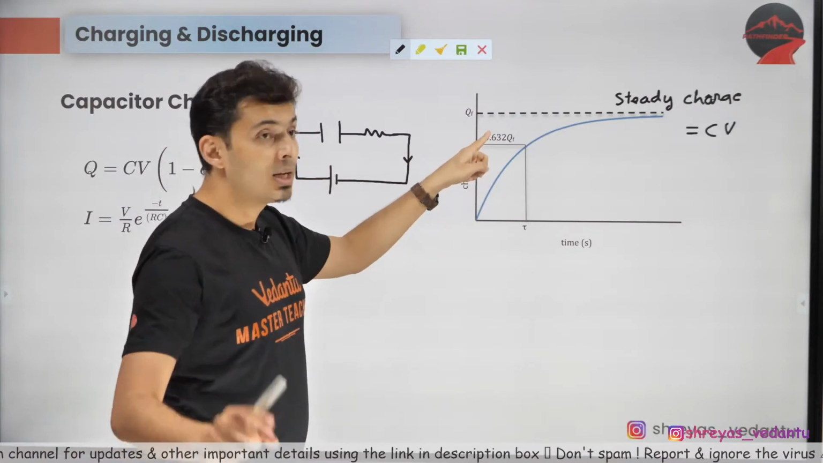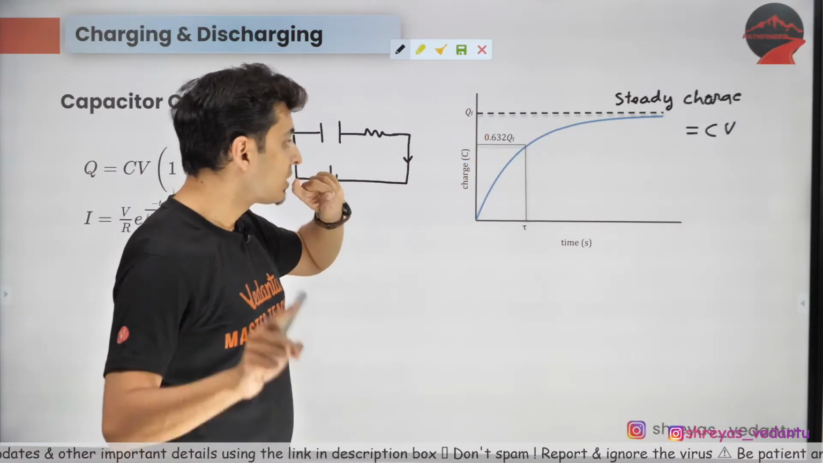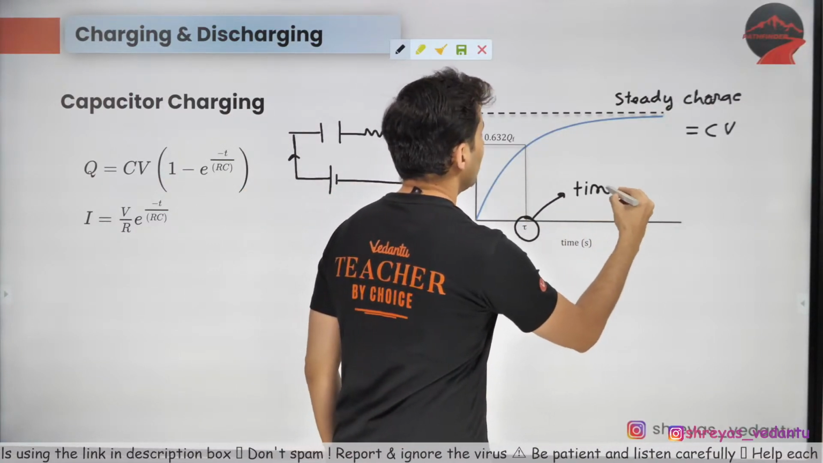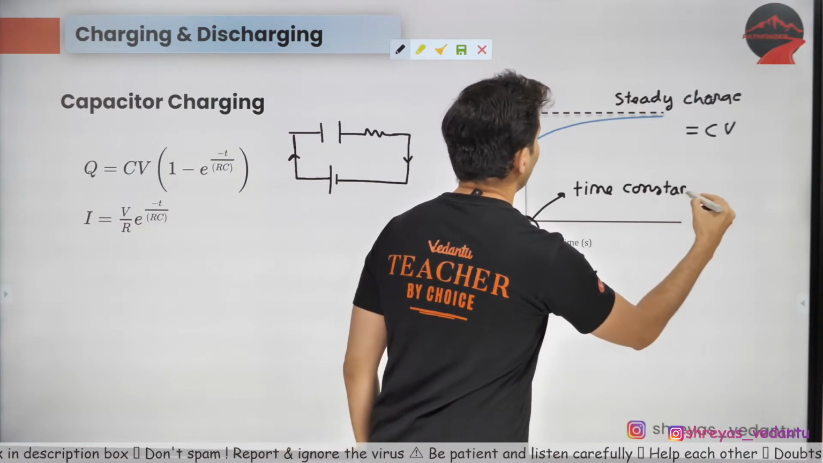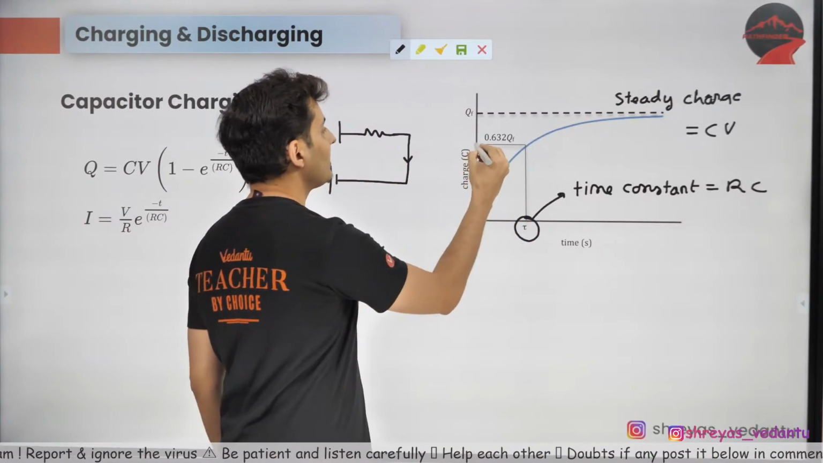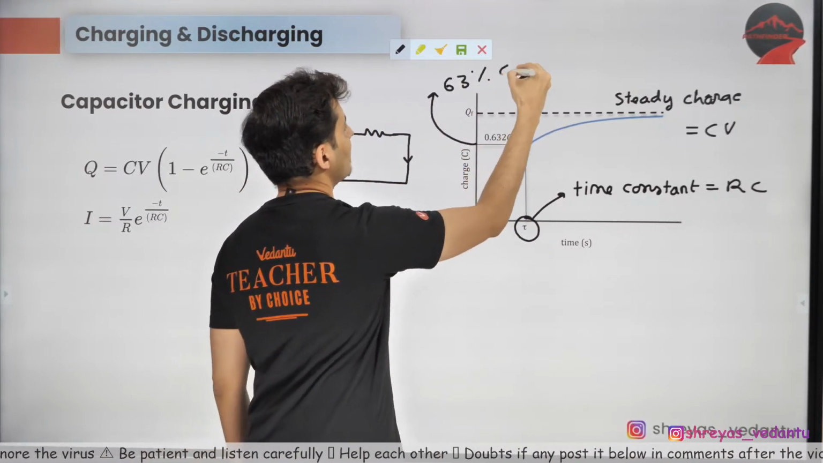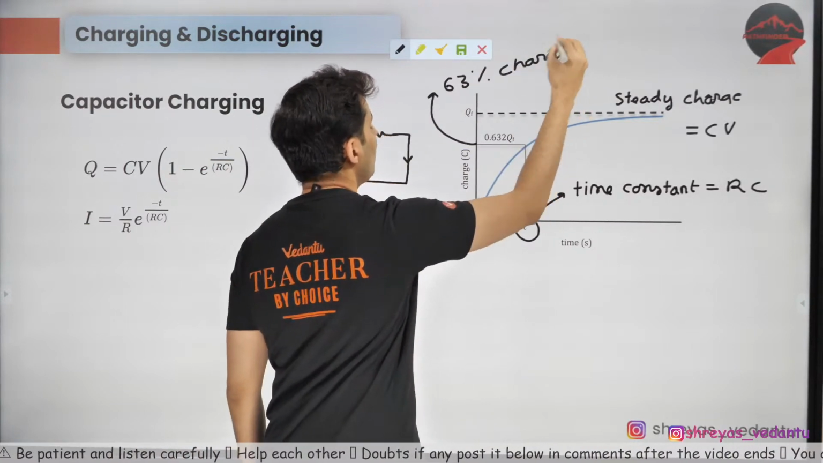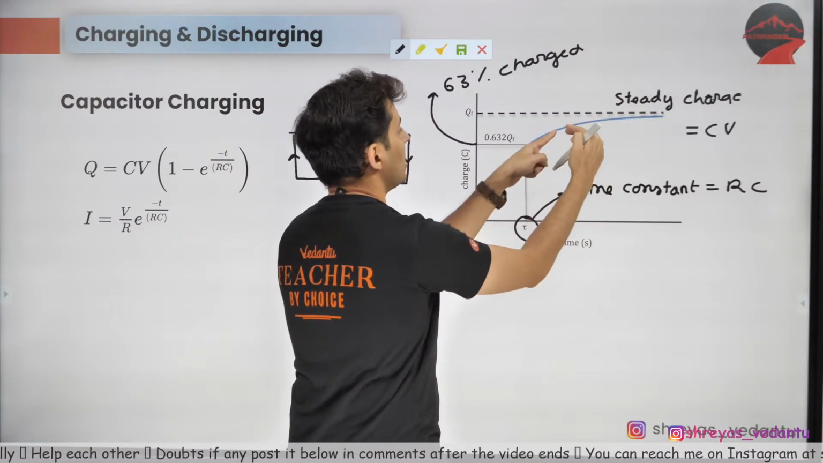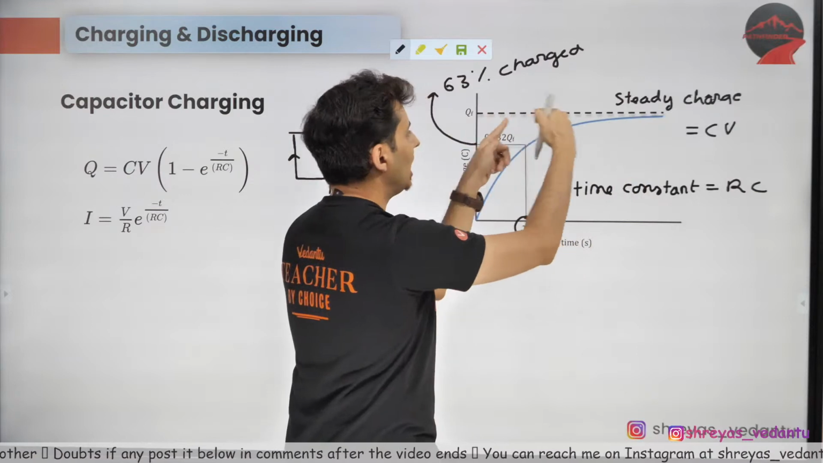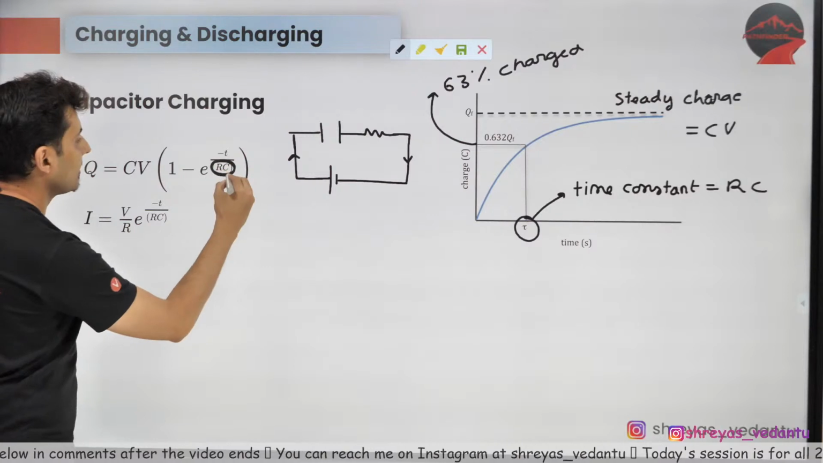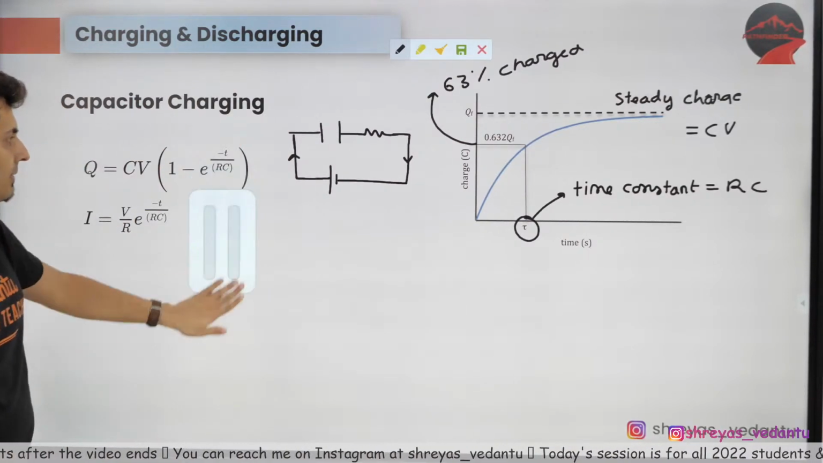Now the numbers, like I told you, which are important are 63 and 37. Remember, there is a number called the time constant. What is this tau? This is called the time constant, and its value is RC. After one time constant, the capacitor is 63% charged of the final charge. After two time constants, it will be even more charged. After 5 or 6 time constants, it will be almost 99% charged. So the time constant is RC. That's very, very important.